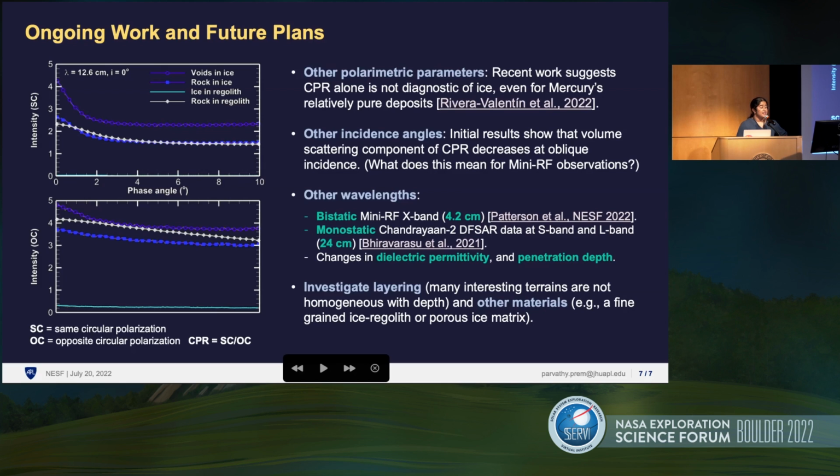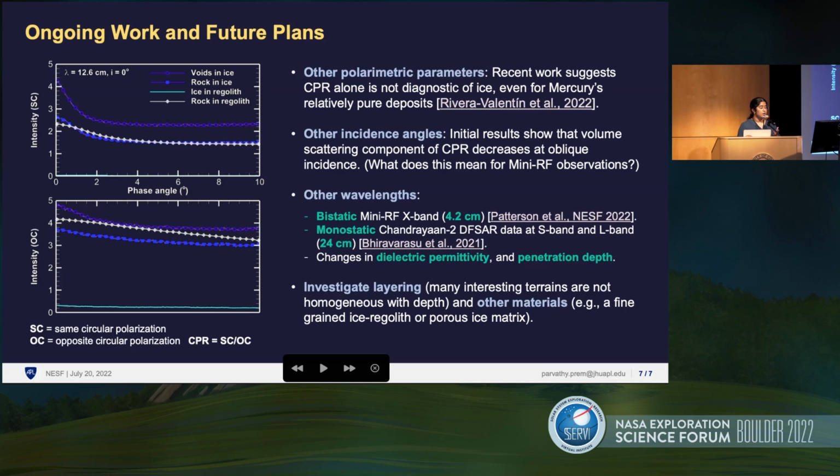We're also interested in incidence angle effects. We've looked at this a little bit. It gets complicated, and we're in the process of trying to figure out what the incidence angle effects that we see in the model mean when it comes to interpreting Mini-RF observations. This is also a good time for radar at the Moon. Both the LRO and Chandrayaan-2 spacecraft are currently acquiring radar data at several different wavelengths. Those see to different depths into the subsurface, and they also respond differently to dielectric properties, which are sensitive to wavelength, and we'd like to be able to model all of those scenarios.